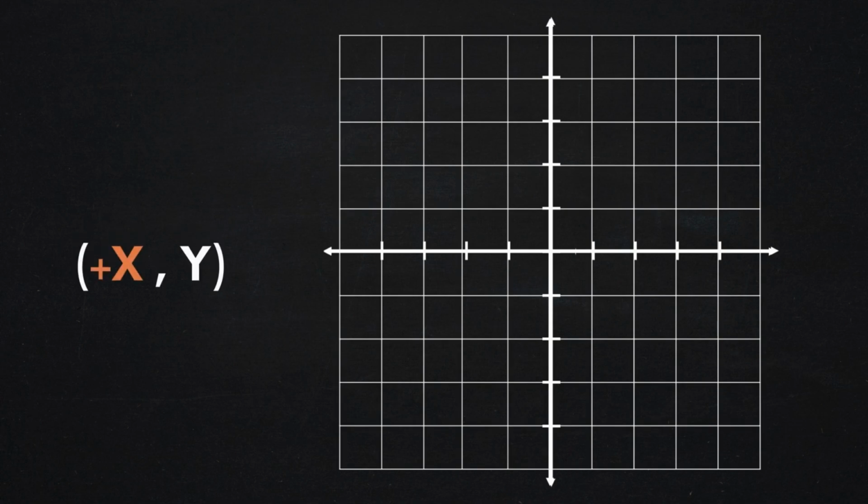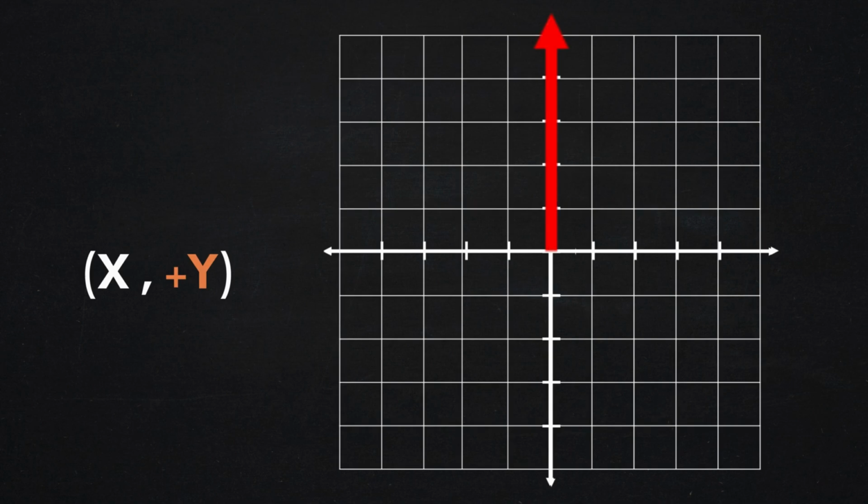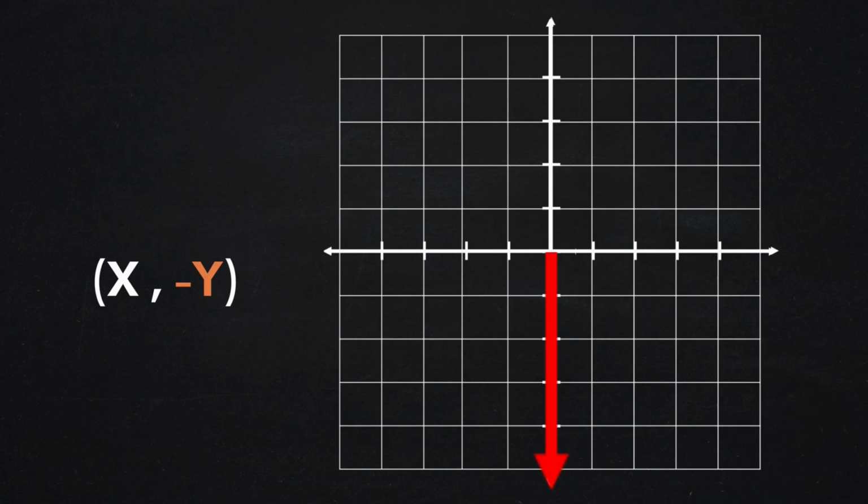For positive x-coordinate, you move in right direction of x-axis. For negative x-coordinate, you move to the left of x-axis, which in fact is negative x-axis. Similarly, for positive y-coordinate, you move in up direction of y-axis. For negative y-coordinate, you move in the down direction of y-axis, which in fact is negative y-axis. Let's practice this method with a few more examples.